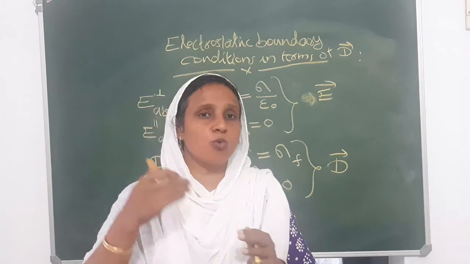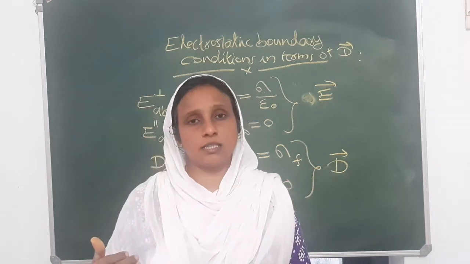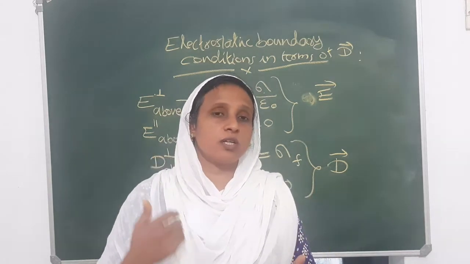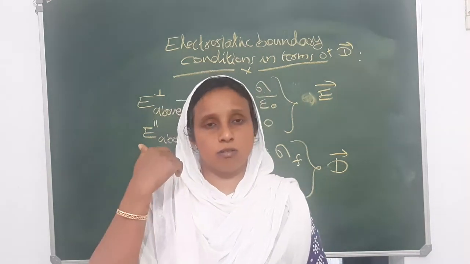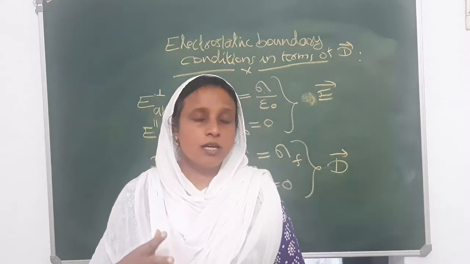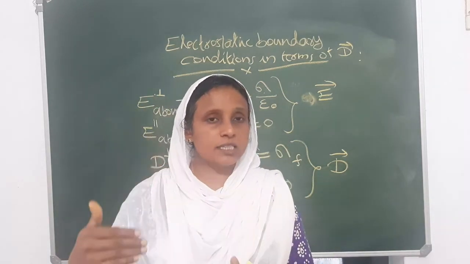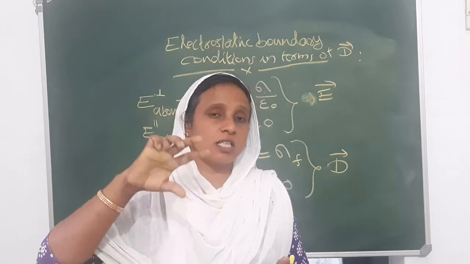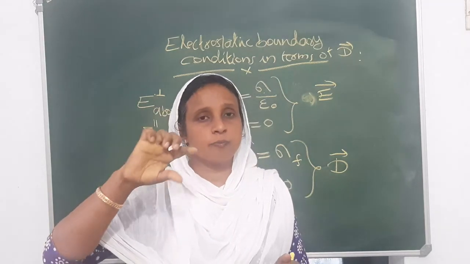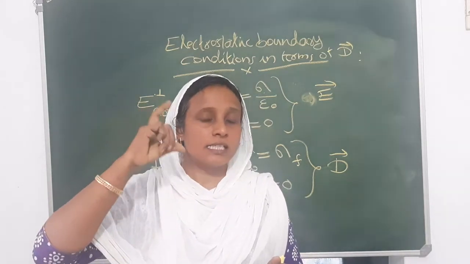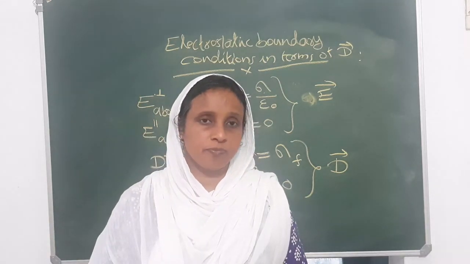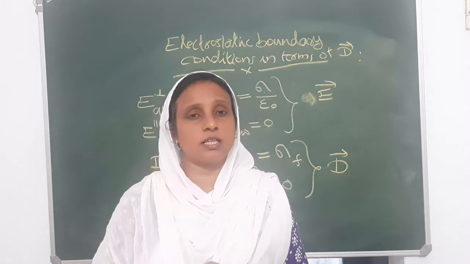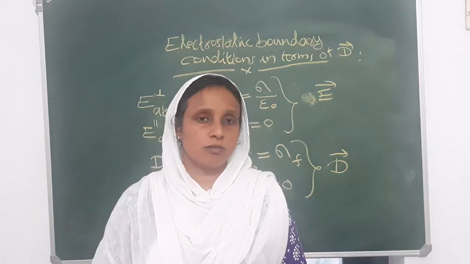Then we moved on to the boundary conditions. There we stated the electrostatic boundary conditions of the electric field, which we learned in our previous class, and we extended this concept to the electric displacement vector. We see that the normal component of the electric displacement vector is discontinuous by an amount equal to the free surface charge density, and the parallel tangential component of the electric displacement vector is continuous across the boundary.